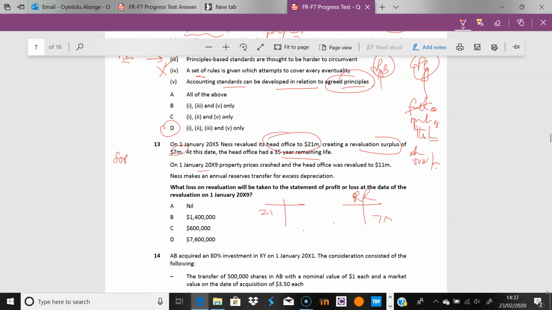Then it tells us the key point here. I prefer if they put this here, but it's good to pick it up. Nest makes annual reserve transfers from excess depreciation. So, if you remember, we can transfer some of the reserve from here to offset the depreciation charge. There we go. So yearly, I would go 21 over 35. I would find out what the yearly depreciation is, and whatever it was, I'd put it here, right? So credit accumulated depreciation.